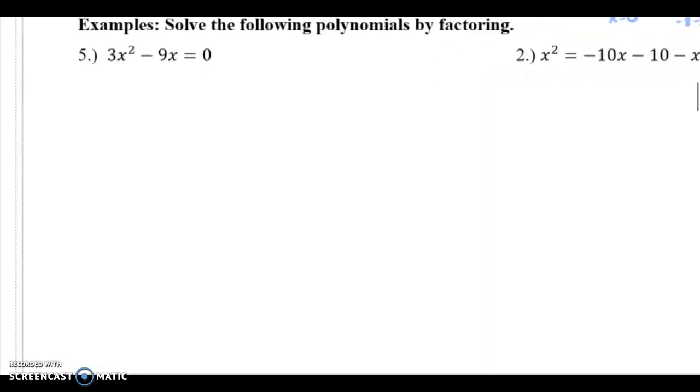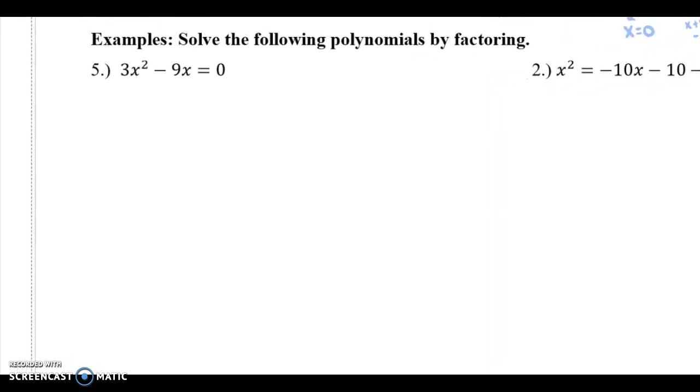So the first one, number 5, it's already set equal to 0, so I don't have to do the first step. Next thing, I have to factor out a GCF. So my GCF here is an x. Actually, it's a 3x. So I can divide these both by 3x. If you still like to use that step, that's fine. Gives me x minus 3 equals 0. So that was my GCF step.